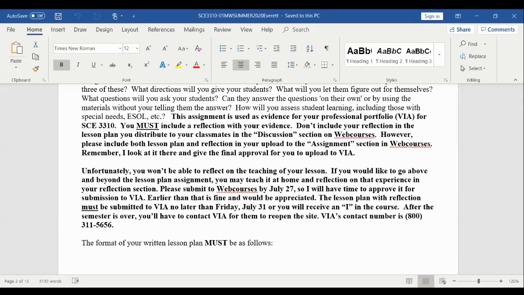So just follow the directions. It's a little complicated because you have web course and VIA. And the discussion section submission is as a courtesy for your classmates. And that copy is just the lesson plan by itself. You don't want your classmates to read your reflection, so they only get a copy of the lesson plan. I know it's complicated.